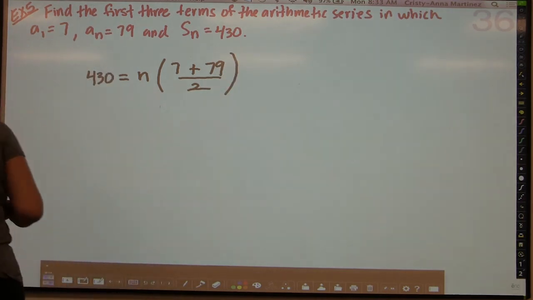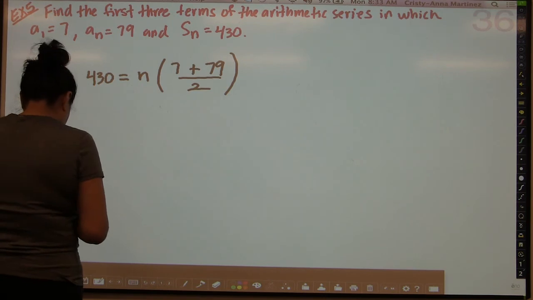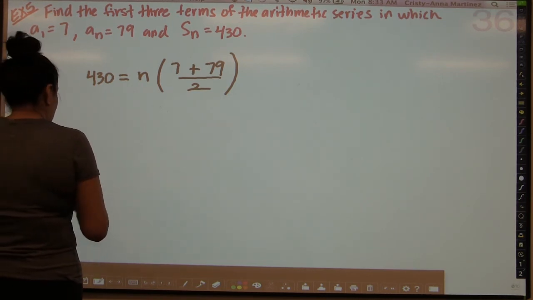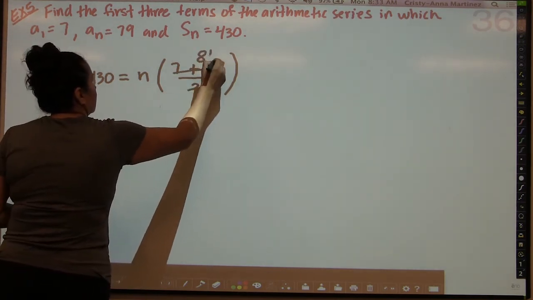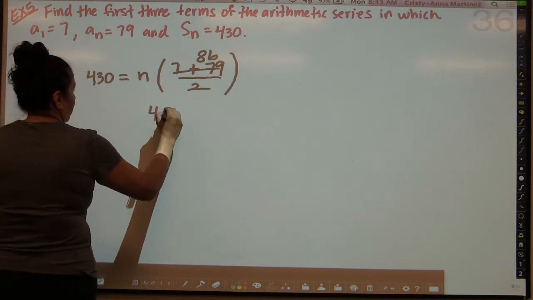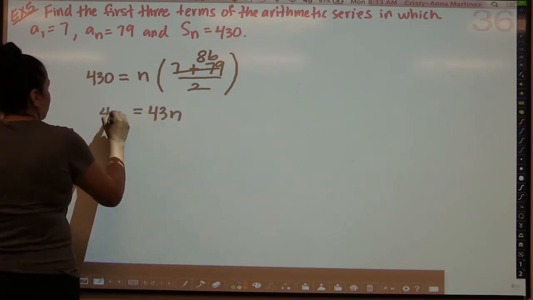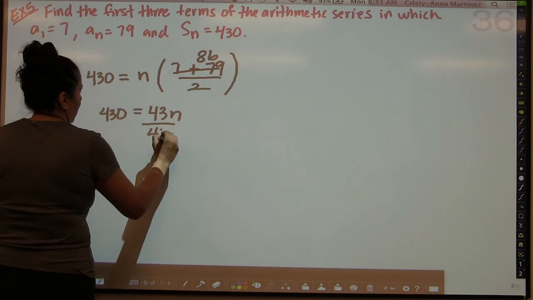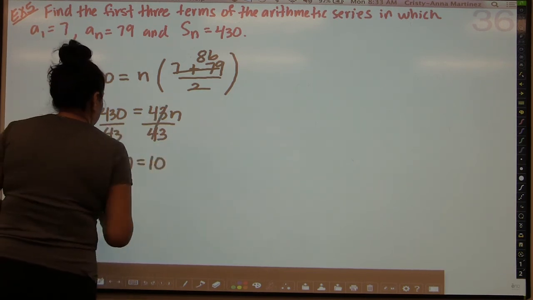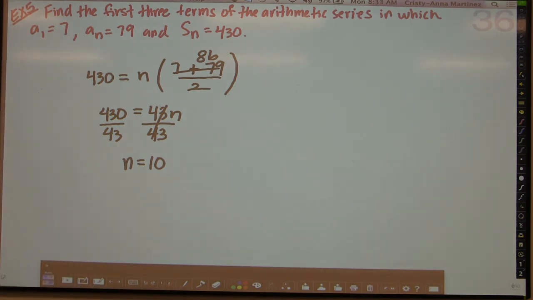So 7 plus 79 is going to give you 86, and 86 divided by 2 is going to give us 43, so we're going to get 43n equals 430, and of course we divide by 43, and we're going to get that n equals 10. Once we know that n equals 10, we need to find the value of d, because you want to find the first 3 terms. So we need to know what d is.